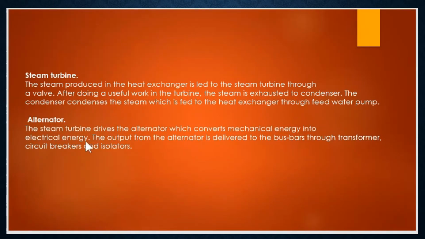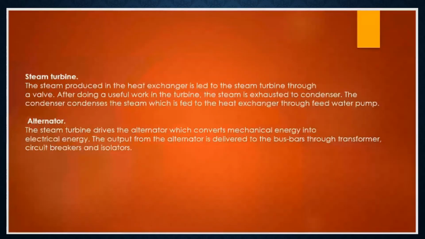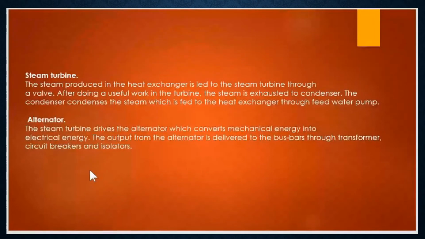The next part is the alternator. So what will this alternator be doing? As you know, when the steam turbine drives the alternator, it converts mechanical energy into electrical energy. This electrical energy is delivered to bus bars through transformers, circuit breakers, and isolators.